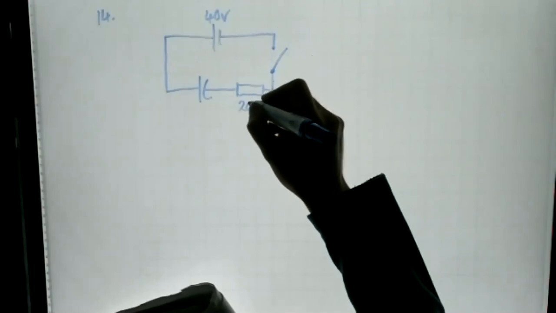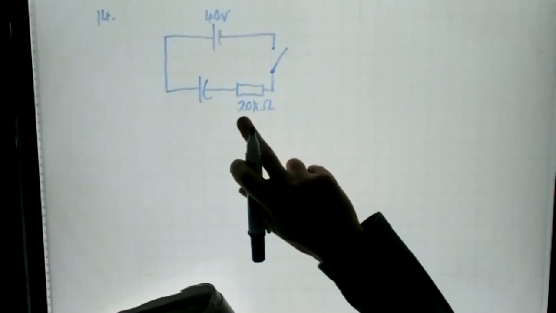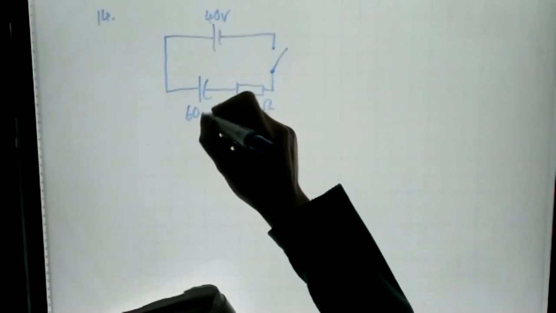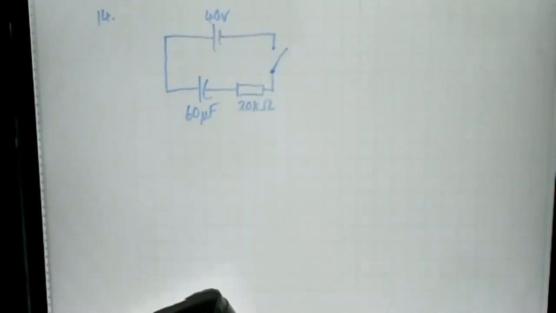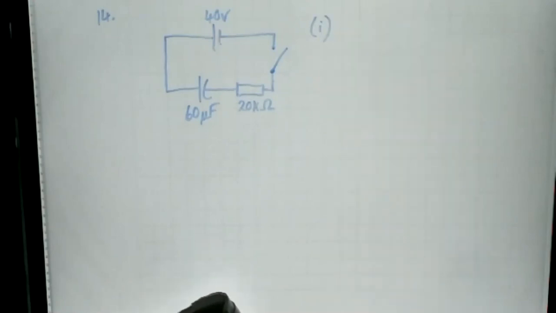A 20 kilo ohm resistor, 40 volts, and a 60 microfarad capacitor in series. When the switch is closed, the current flowing at a particular instant in the circuit shown in figure 20.1 is 0.2 milliamps.